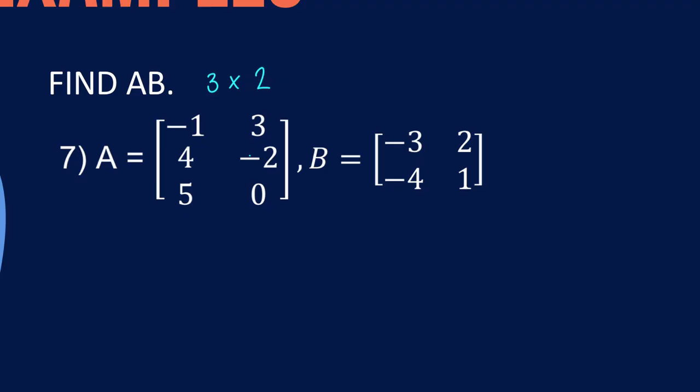Let's look at the next one. How many rows do I have? I have 2 rows and 2 columns. Do I have the same inner numbers? Yes, I do. So I know my answer is going to be a 3 by 2. Keep in mind, I haven't solved anything. My answer is going to be a 3 by 2. If I have more numbers than that, I know I did something wrong.